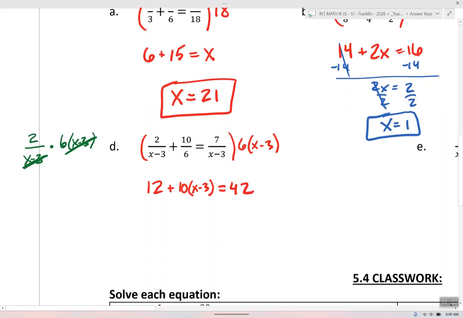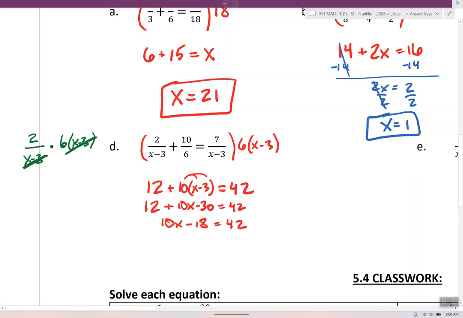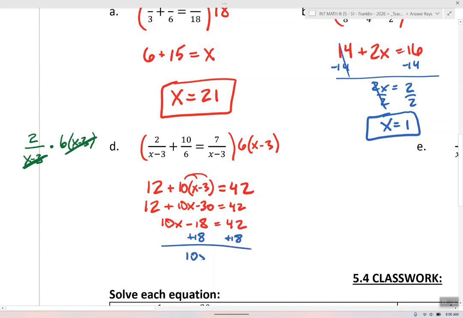So what this equation actually is, 12 plus 10x minus 30 equals 42 if I distribute that. And then if I combine some like terms, I've got 10x minus 18 equals 42, which is just a two-step equation. Add 18. So 10x equals 60, and so x equals 6.